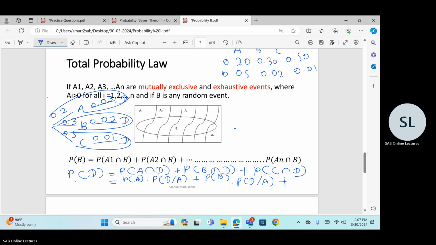Then you can directly use this formula to get the probability value. No need to draw the tree diagram or the Venn diagram. Okay, you are familiar with this concept. You can directly use the formula to get the probability value. Understood? First you write this example, then we try the question.